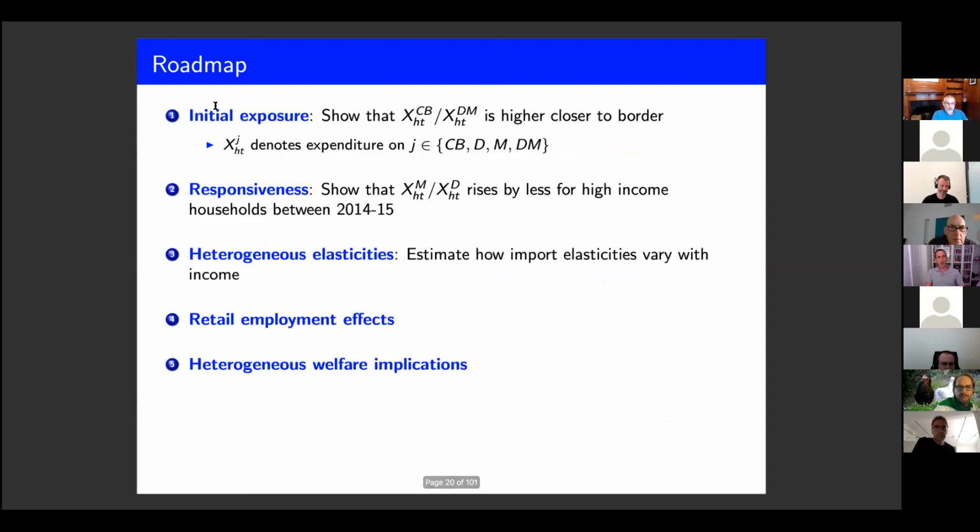All right. So what I'm going to do next, I'm going to first document the initial exposure. I'm going to show you that CV shares are higher closer to the border, whereas import shares are not systematically different according to the distance to the border, and import shares do not vary systematically with income, nor CV shares. Then I'm going to show you the responsiveness to this shock. I'm going to show you, as I told you before, that import shares will rise by less for high-income households. Then I'm going to tell you how we estimate these elasticities by income. And then I'm going to talk about these two applications, the retail local employment effects and the heterogeneous welfare implications.